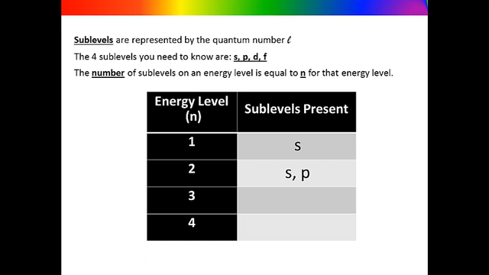Energy level 3, where N equals 3, has three sublevels, S, P, and D. These sublevels are even larger than the sublevels on energy level 2. Energy level 4, where N equals 4, has four sublevels, S, P, D, and F. These sublevels are even larger than the sublevels on energy level 3.